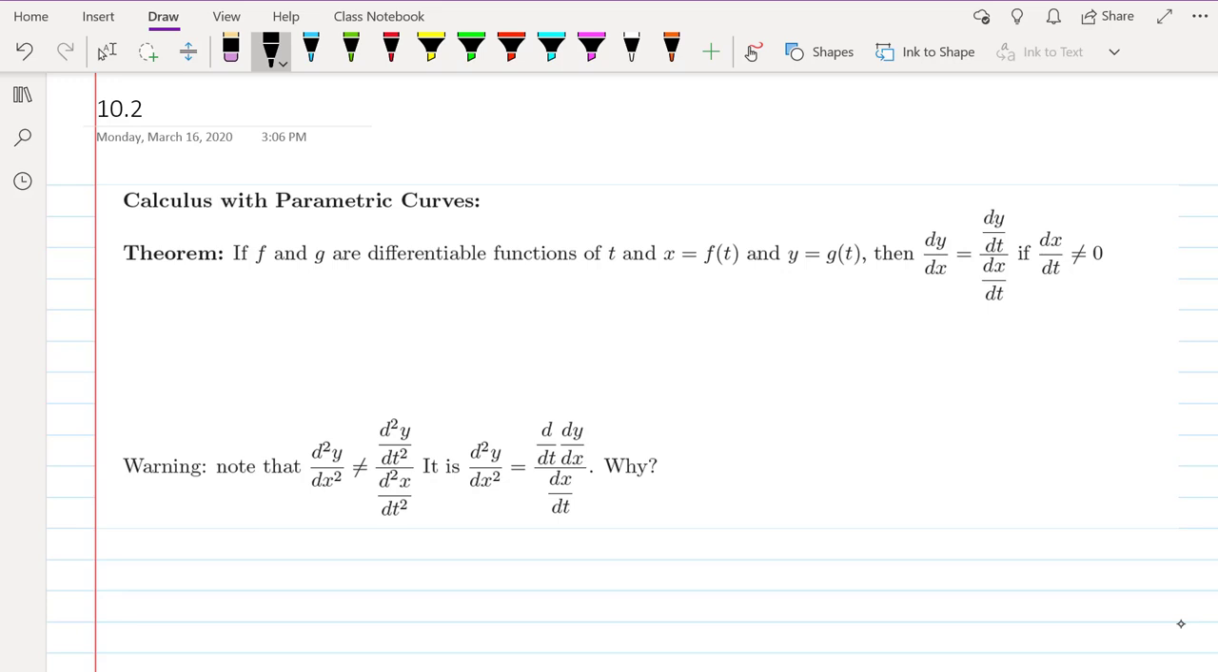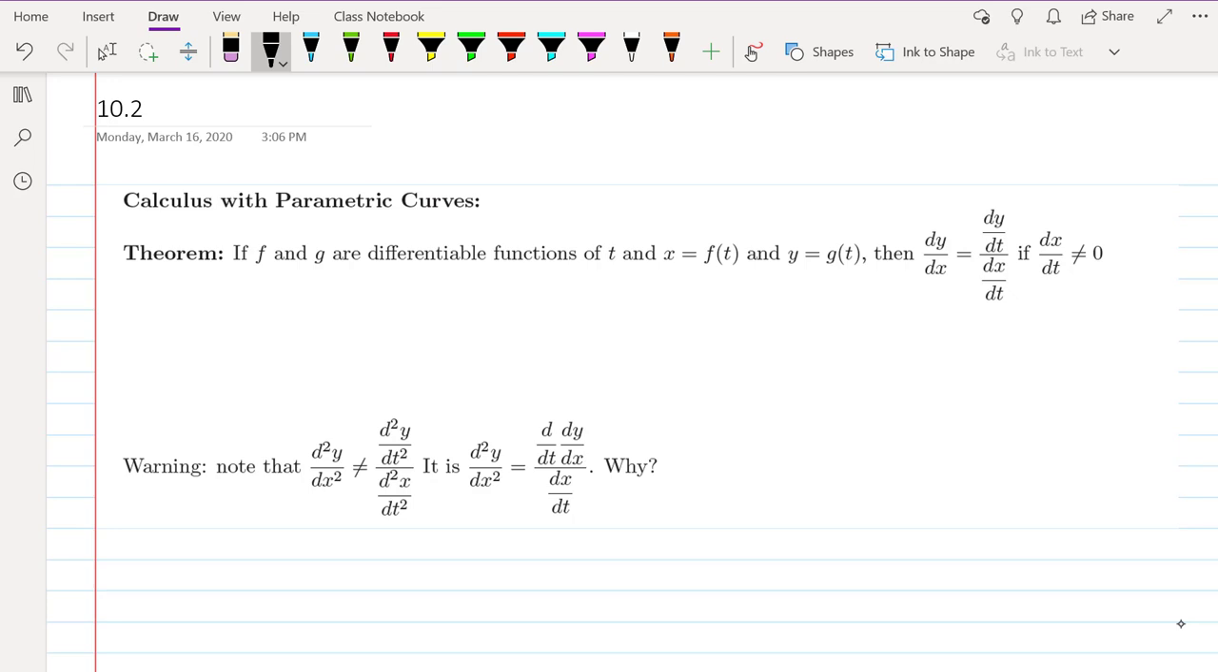Welcome everyone. Today we're going to be talking about Chapter 7, Section 2, which is the calculus with parametric curves. So if f and g are differentiable functions of t, and x equals f of t and y equals g of t, then dy/dx is equal to dy/dt divided by dx/dt, as long as dx/dt does not equal 0. So let's see why this is the case.